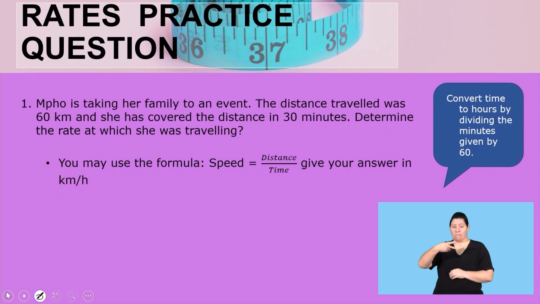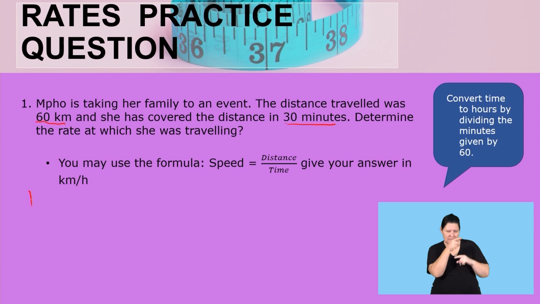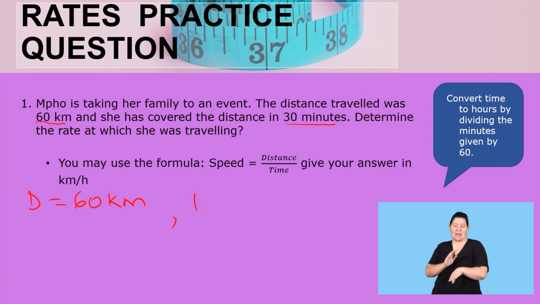Mpho is taking her family to an event. The distance traveled was 60 kilometers, and she has covered the distance in 30 minutes. So now, once more, we need to analyze, as I said. What is given here is the distance. The distance is 60 kilometers. And then the other thing that is given is your time. The time is 30 minutes.